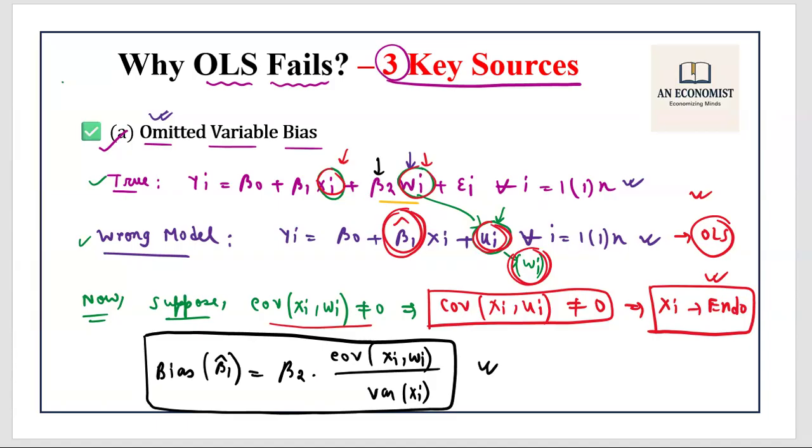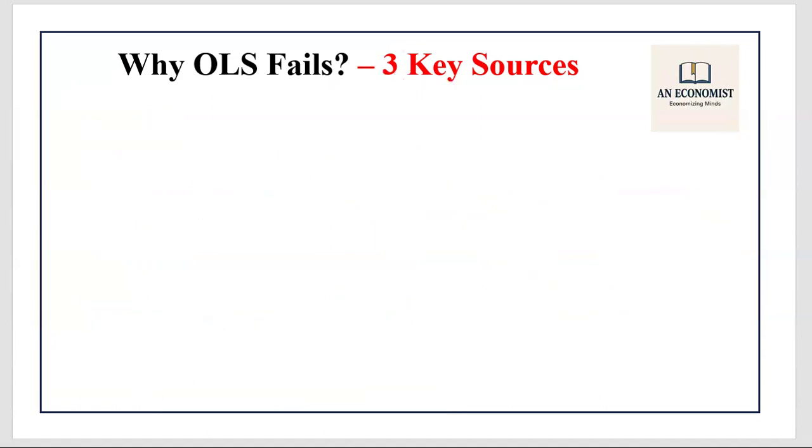If this bias is present, then in order to remove it and to get consistent estimates, we need to apply the instrumental variable approach. Now let us see how we can incorporate this instrumental variable. Let us take a very simple example.